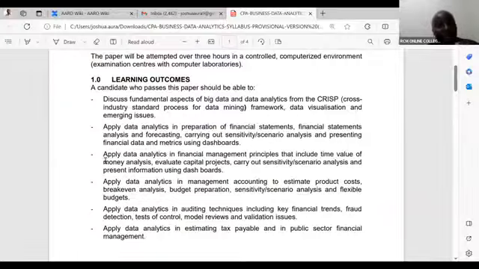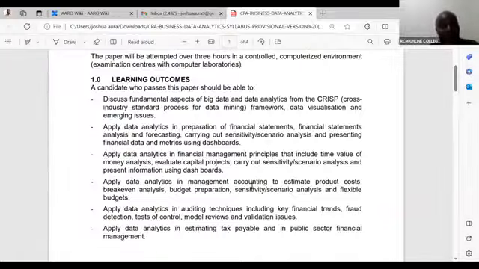Applied data, this is learning outcome 3. Applied data analytics in financial management principles that include time value of money, all right? Evaluation of capital projects, like last semester they gave us, evaluation of capital projects using NPV approach. We shall also be required here to carry out sensitivity analysis, scenario analysis, and present this information in a dashboard, a summary.